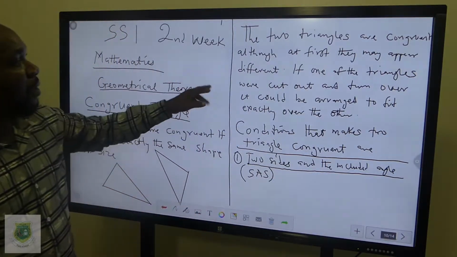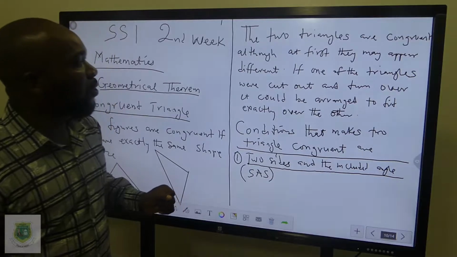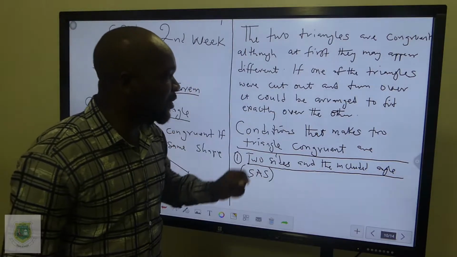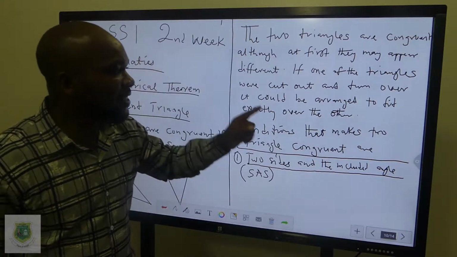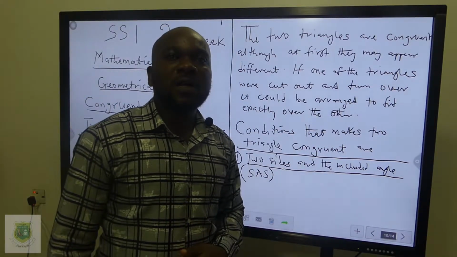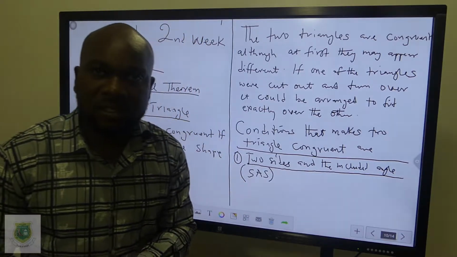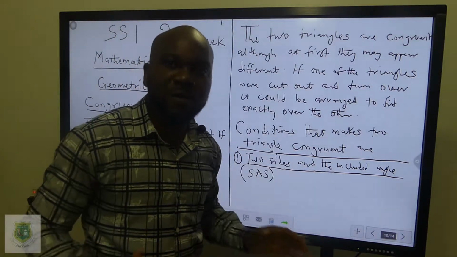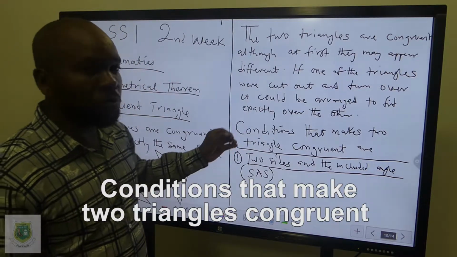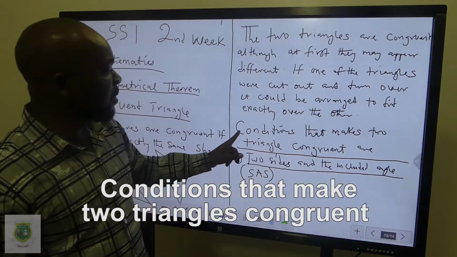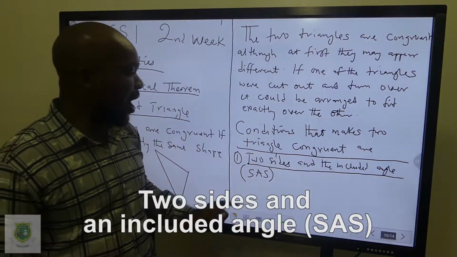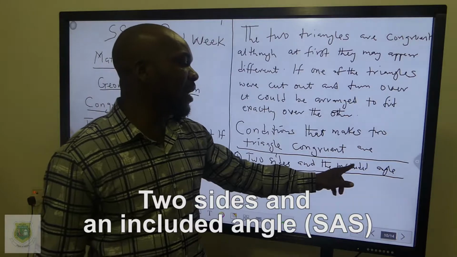Angles. If one of the triangles were cut out and turned over, it could be what? Arranged to fit exactly over the other. Then when such a condition happens, which means that the two triangles are what? Congruent. Look at the conditions we have to look into. We have up to 4 conditions. Conditions that make two triangles congruent are: number 1, we have two sides and included angle.